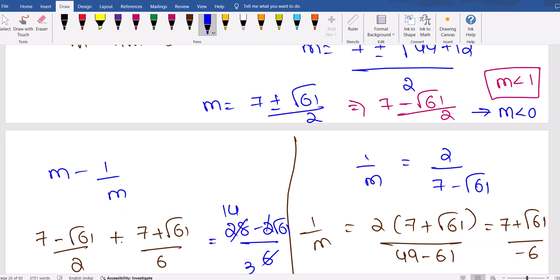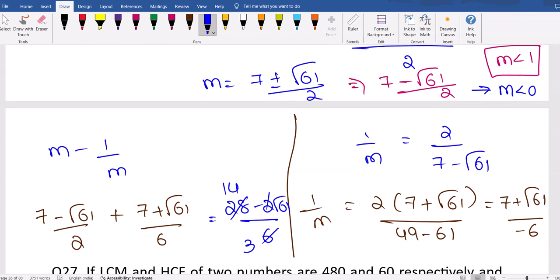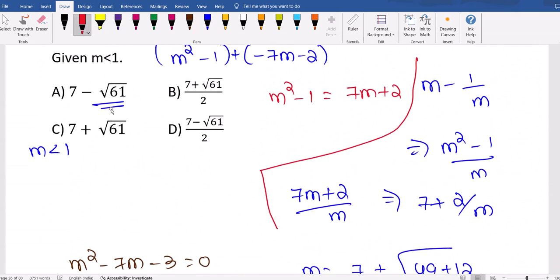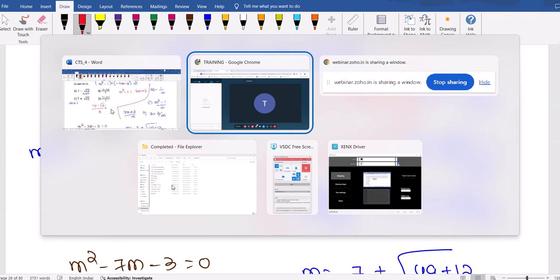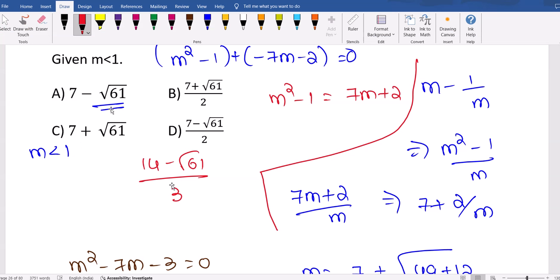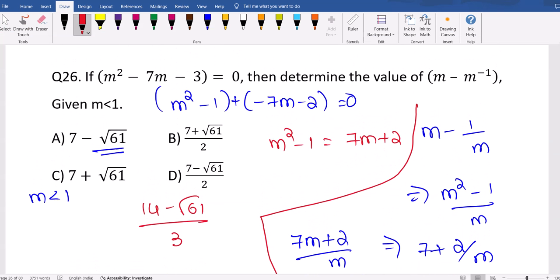So guys, this is the result what we got after doing exact procedure. 14 minus root 61 whole divided by 3. Right, so fine. So this is the quadratic equation, and this is how we solve.